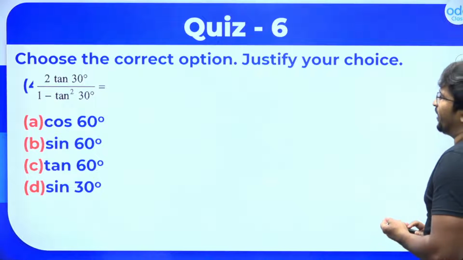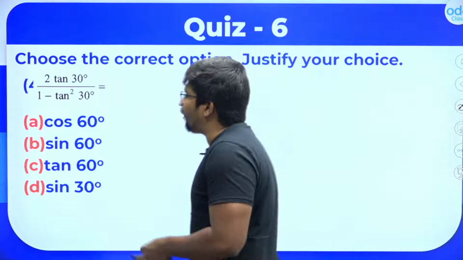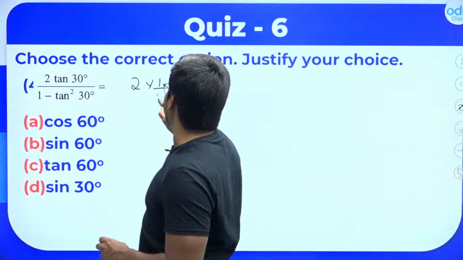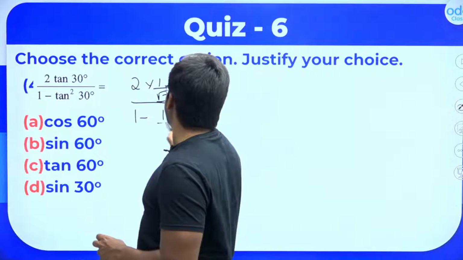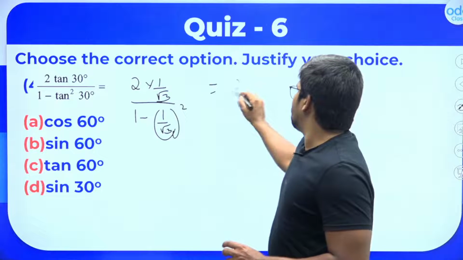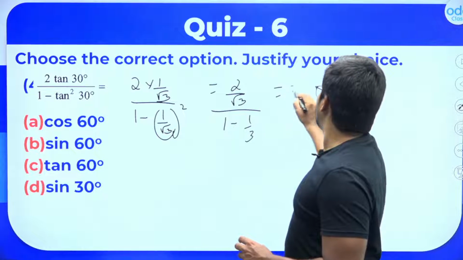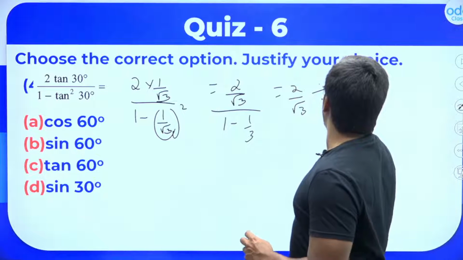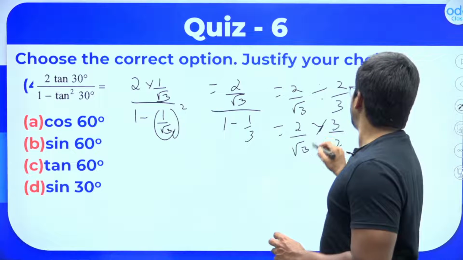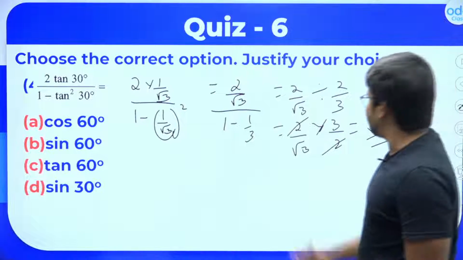Next one more question. Choose the correct option and justify your choice. 2 tan 30 divided by 1 minus tan square 30. This is what you have. So 2 tan 30 is 2 by root 3 divided by 1 minus tan 30 the whole square, which is 1 by root 3 the whole square. So which will be 2 by root 3 whole divided by 1 minus 1 by 3, which is 2 by root 3 divided by 2 by 3, which is 2 by root 3 into 3 by 2, right? This is what we'll have. 2 and 2 cancels, root 3 and 3 cancels, it will become root 3. So the final answer here is root 3.